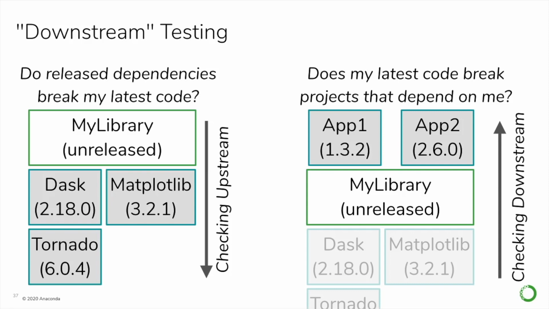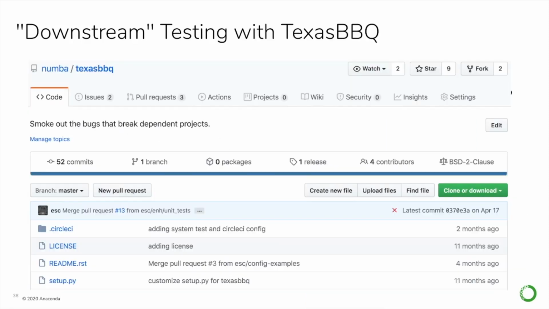And so this is something we're calling downstream testing. I'm not actually sure what the official term is for this, but you're basically running the test suite, in this case for app 1 and app 2, in an environment where you have an unreleased version of your library, and seeing if they still pass.